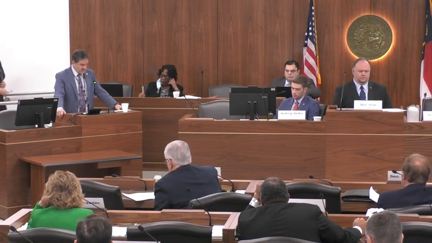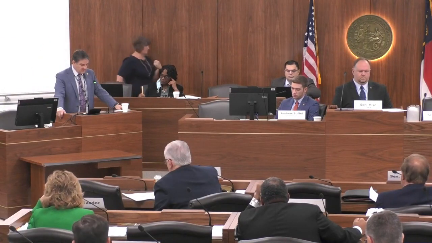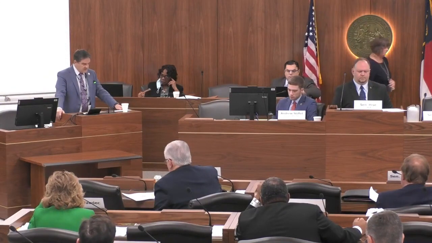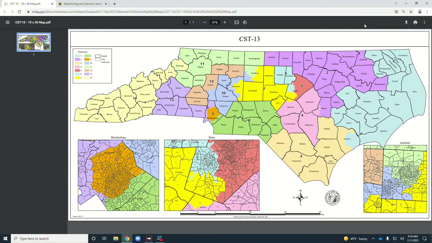In the westernmost tip of North Carolina, it contains 14 whole counties, including Avery, Buncombe, Cherokee, Clay, Graham, Haywood, Henderson, Jackson, Macon, Madison, Mitchell, Swain, Transylvania, and Yancey. It splits one VTD in Watauga County to avoid double bunking two incumbents. There are no municipalities split by the district.